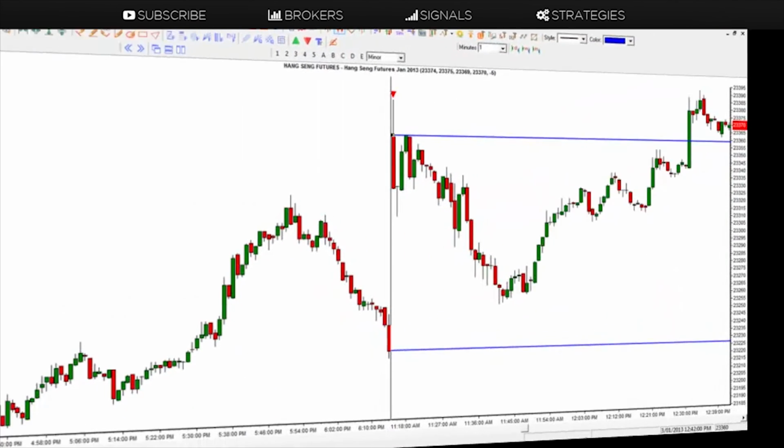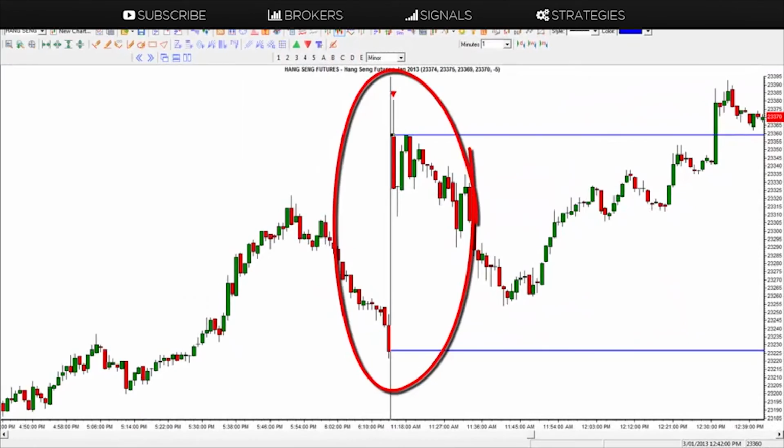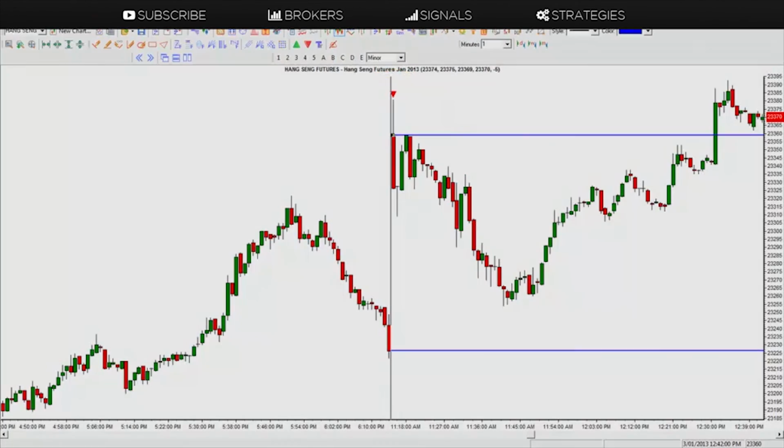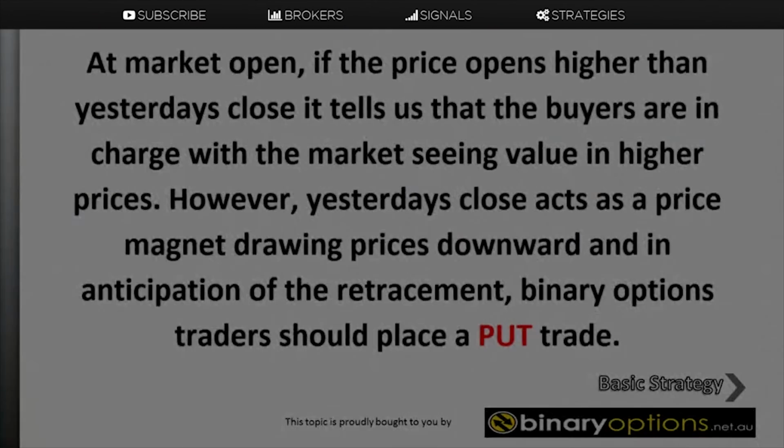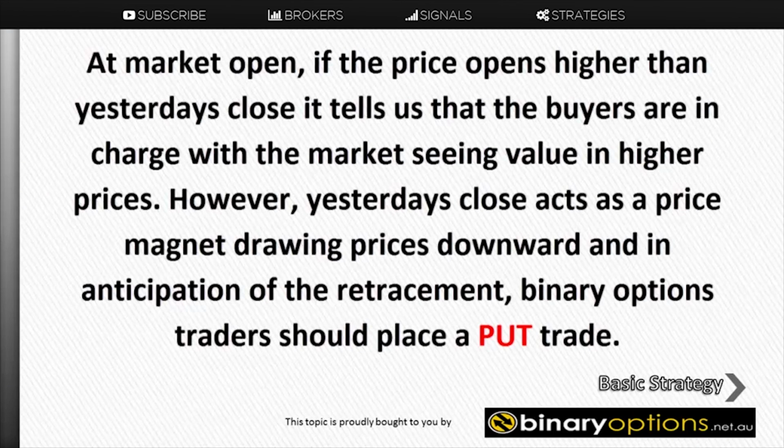At market open, if the price opens higher than yesterday's close, it tells us that the buyers are in charge, with the market seeing value in higher prices. However, yesterday's close acts as a price magnet, drawing prices downward, and in anticipation of the retracement, binary options traders should place a put trade.